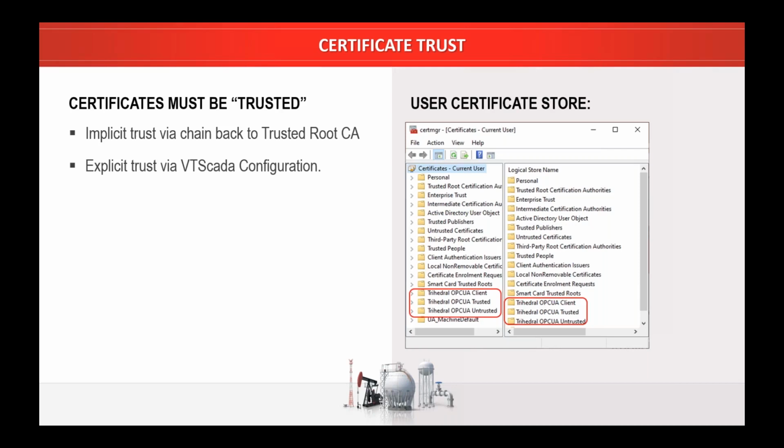And we will say this is a manual certificate. We don't normally trust this, but we can, by configuration, trust it. And just as a little bit of info, if you were doing these certificates manually on the system, not through VTScada configuration, these are the certificate stores where you would be putting the certificates, the client certificate, and then the server certificates in the trusted and untrusted stores. We'll come over to that in a few more slides when we actually look at configuration of the client driver.